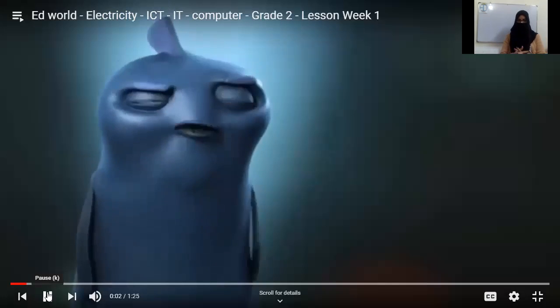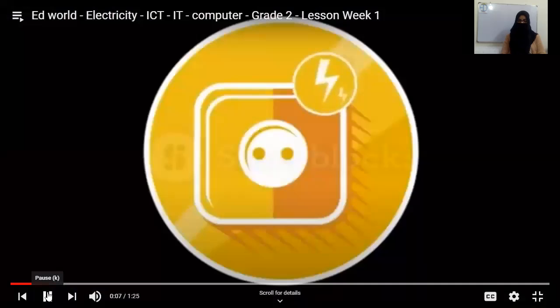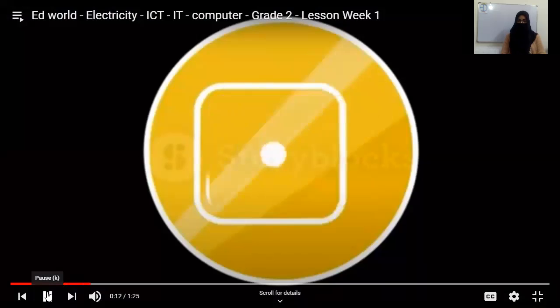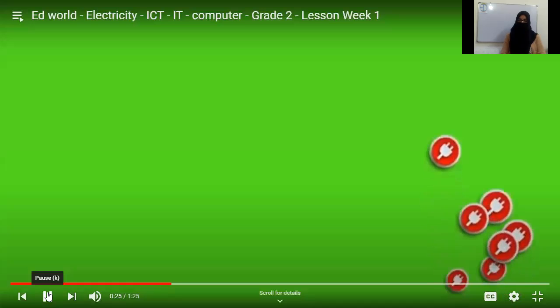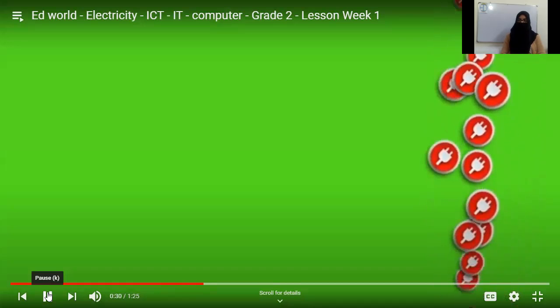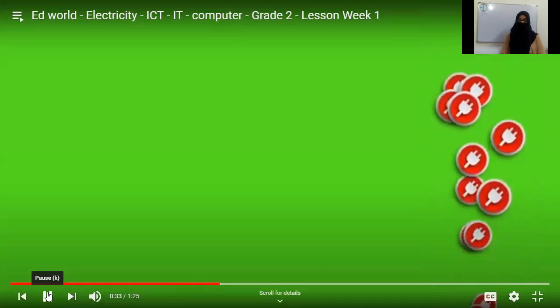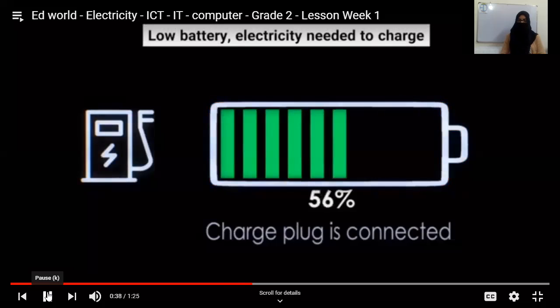Hello everyone, we are going to talk about electricity and why we need it every day. This is an electric socket. We find this every day in our house and we use it to plug in different things. Without the socket, we can't plug in anything electric to use in our house. Electricity is very vital. We can charge our phones through this plug.